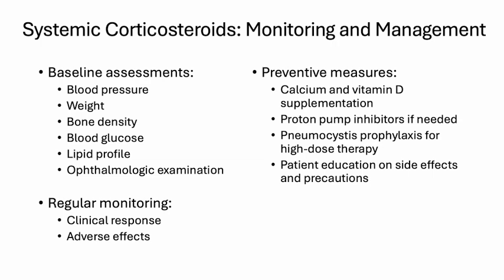Preventative measures include calcium and vitamin D supplementation to protect bone health, proton pump inhibitors if needed to prevent gastric ulceration, particularly if a patient is on other medications that can predispose to ulcers, such as NSAIDs like aspirin. Pneumocystis prophylaxis should be given for patients on high-dose therapy, though there's no clear consensus as to what sort of steroid dosing regimen should be accompanied by such prophylaxis.